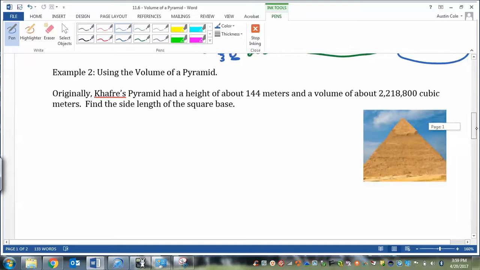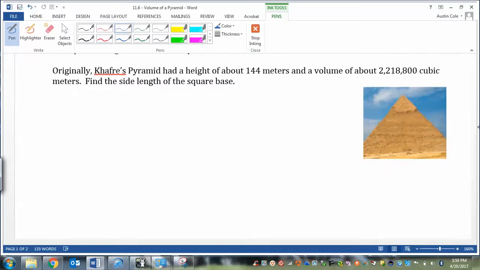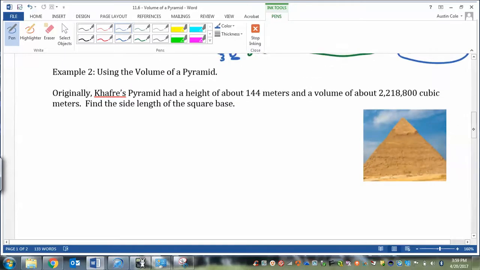So let's look at this pyramid problem. So I think it's Khafre, but maybe it's coffee. I don't know. I'm not big on my ancient Egyptian names, but maybe you guys know better. So Khafre's pyramid had a height of about 144 meters and a volume of about 2,218,800 cubic meters. So find the side length of the square base.